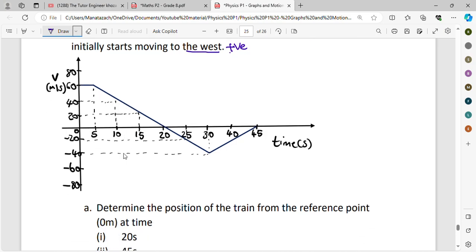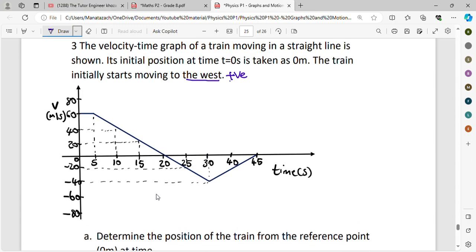So the first question is: determine the position of the train from the reference point 0 meters at time 20 seconds. So this is the point of interest. Let's determine the position. We're dealing with a trapezium, where this side is 20 seconds long, and the one on top is 5 seconds long, and the height, the distance between the two sides, is 60. So this side here is 60 meters per second.